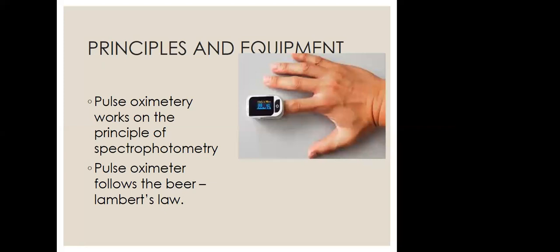The pulse oximeter follows the Beer-Lambert law. This law states that the absorption of light of a given wavelength passing through a non-absorbing solvent, which contains an absorbing solute, is proportional to the product of the solute concentration, the light pathway length, and the extinction coefficient.